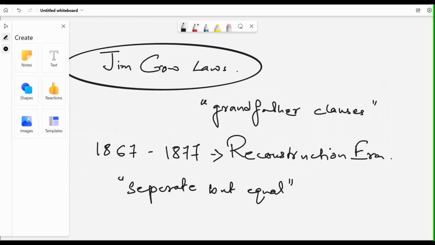Then communities of that time, the segregated railroads. So this is the term that you would want to use.